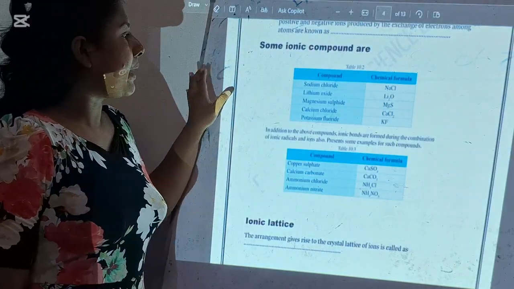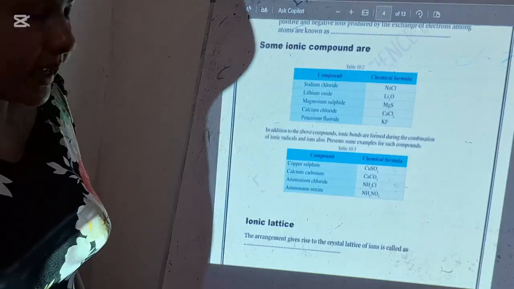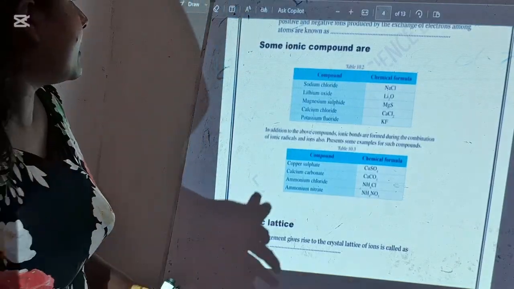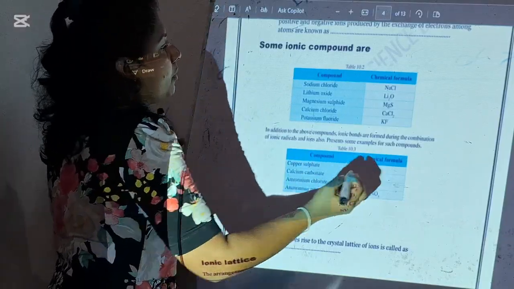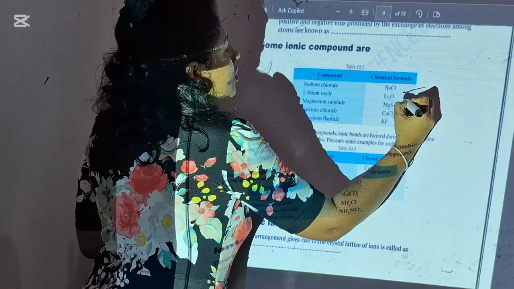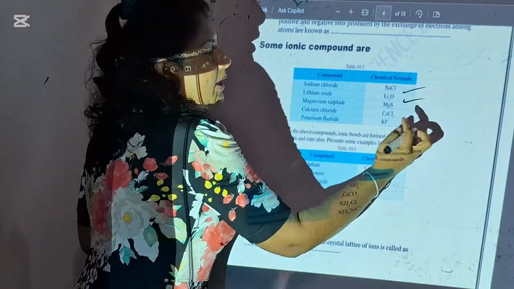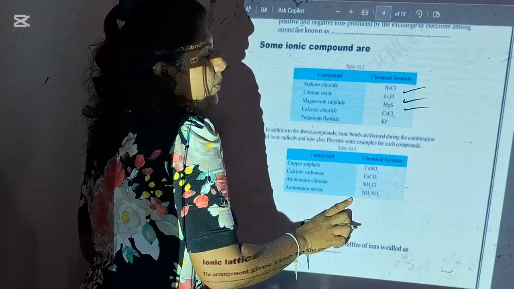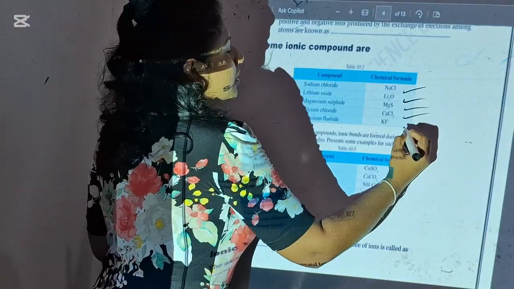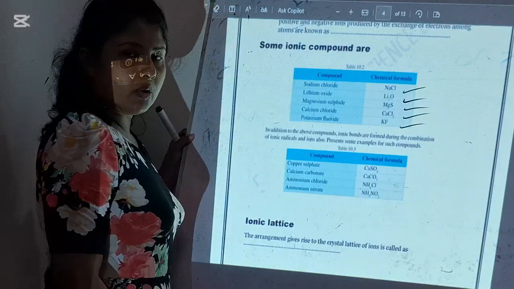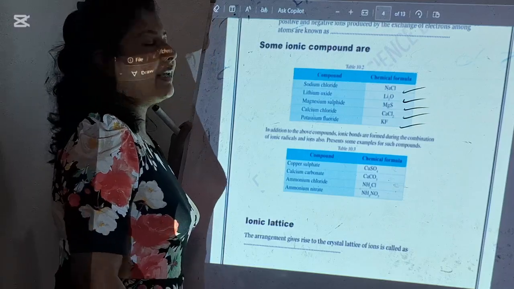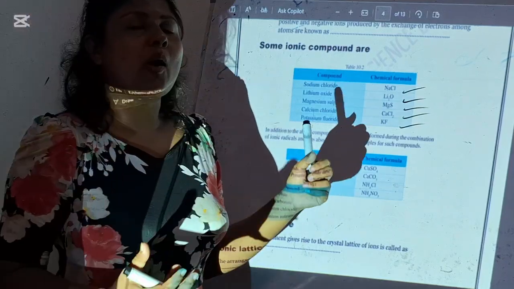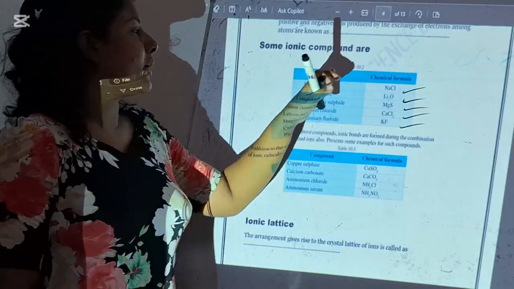You can see some ionic bonds in this place. Shall we learn about them? Sodium chloride, that is an ionic bond. Lithium oxide, also an ionic bond. Magnesium sulfide, also an ionic bond. Calcium chloride, potassium fluoride, also they are called ionic bonds. There is a simple way to identify the ionic bonds by looking at them.